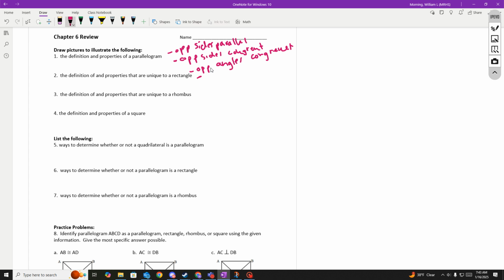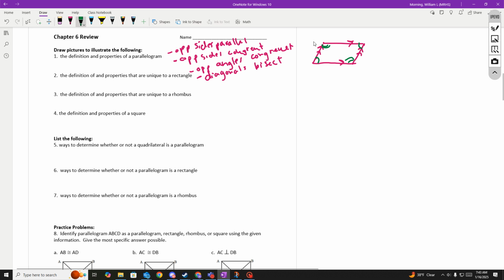And we also have the diagonals bisecting each other. So this is true for any parallelogram. So in drawing form, the way that you would show all of this, you would use your parallel arrows to show that your opposite sides are parallel. You would use your congruency marks to show that the opposite angles are congruent.